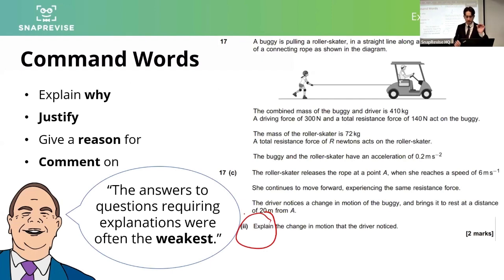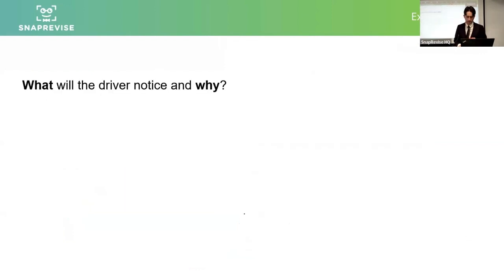Then it says the roller skater releases the rope at point A and she reaches a speed of 6. She continues to move forward, experiencing the same resistance force. The driver notices a change of motion in the buggy and brings it to rest at a distance of 20 meters from A. Explain the change of motion the driver noticed. Right, let's think about what happened.